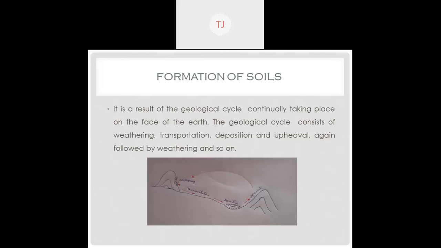So I'm going to explain how soil forms. Let's first read out the statement. The formation of soil is a result of a geological cycle continually taking place on the face of the earth. The geological cycle consists of weathering, transportation, deposition, and upheaval, again followed by weathering and so on. Now let's discuss this in detail.